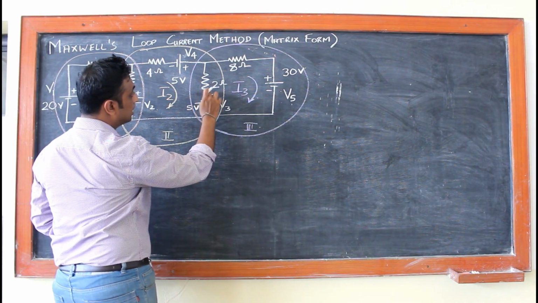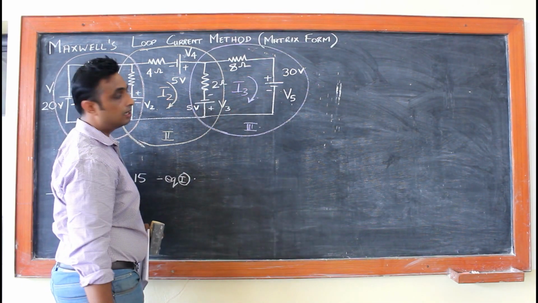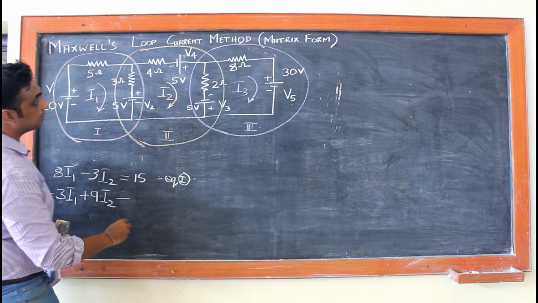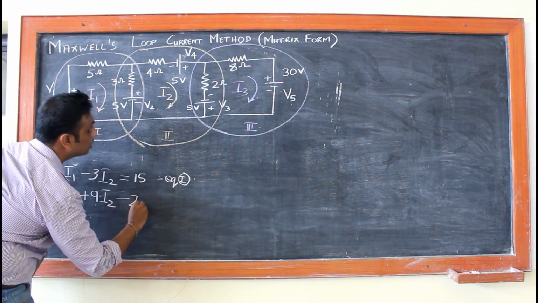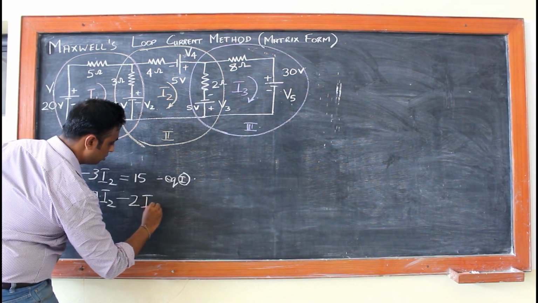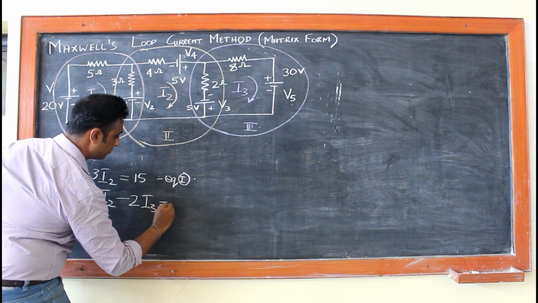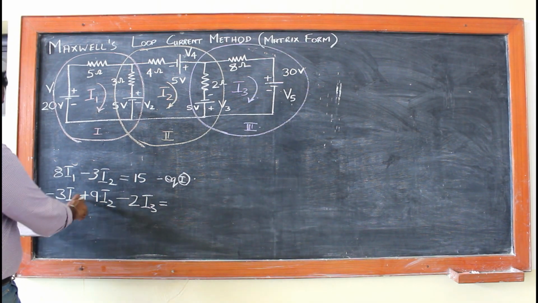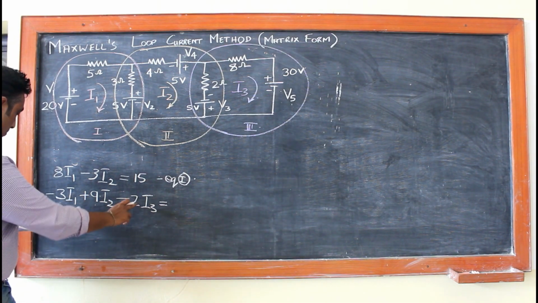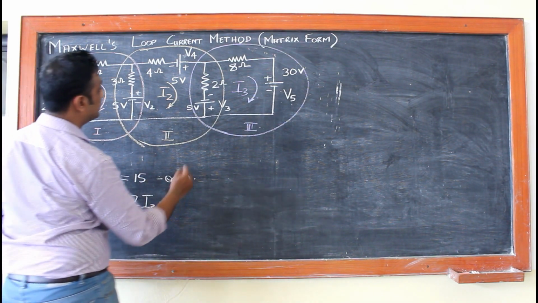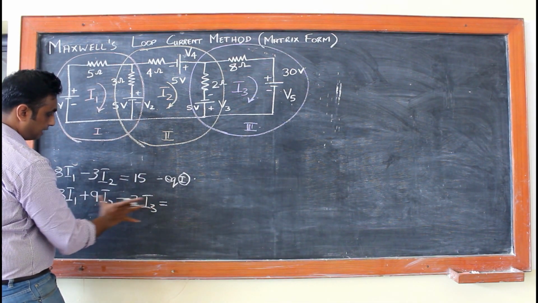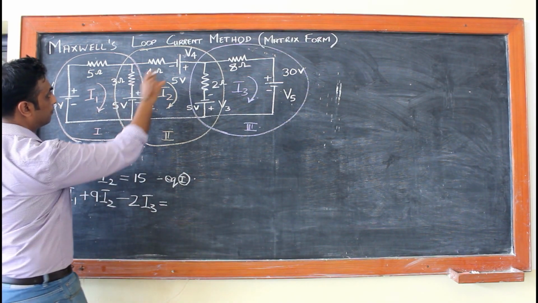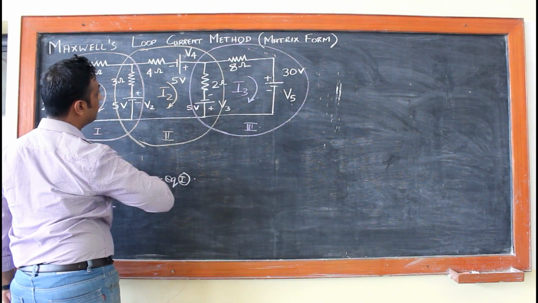Now, what about this 2 ohm resistor? It is dealing with the I3 in the next loop. So again, that will be minus 2 I3. So I got minus 3 I1 plus 9 I2 minus 2 I3, which is equal to basically all your drops. Now your voltage sources will come on this side. How many voltage sources are there? 5 volts, 5 volts and 5 volts.